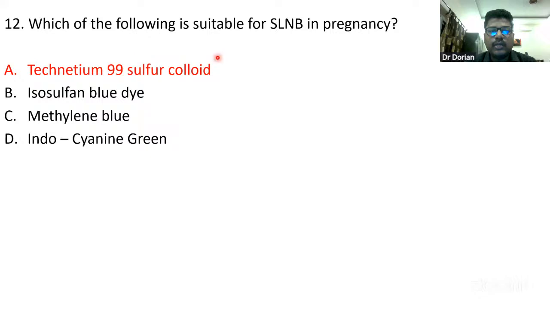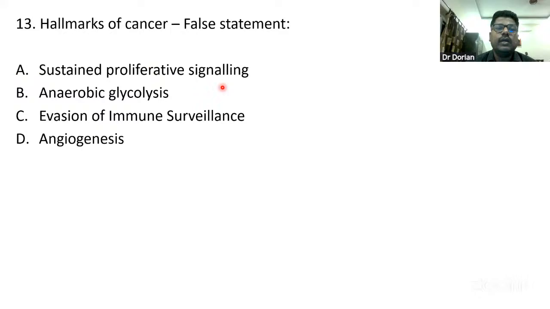I'm sorry, this point should have been put in the previous question regarding breast cancer and pregnancy, but since I saw a separate question, I made a separate question. You can add this point there also. Technetium 99 sulfur colloid is the one which should be used in pregnancy. All dyes are contraindicated.